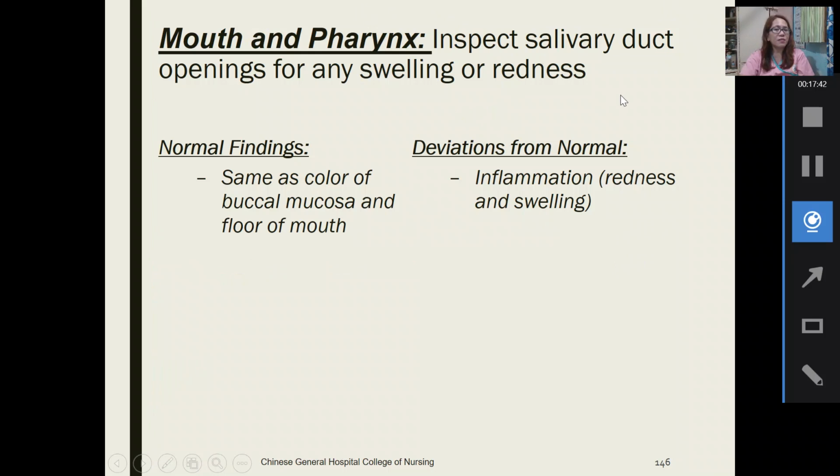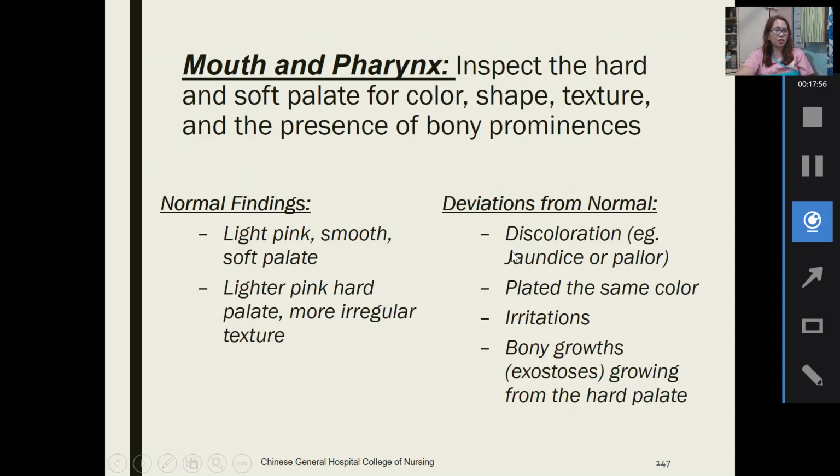Inspect salivary duct openings for any swelling or redness. Okay, it should be the same color as the buccal mucosa and floor of the mouth. Deviation: there is inflammation, redness or swelling. That's abnormal. Inspect the hard palate and soft palate for color, shape, texture, and the presence of bony prominences. So, the normal finding is that it is light pink.